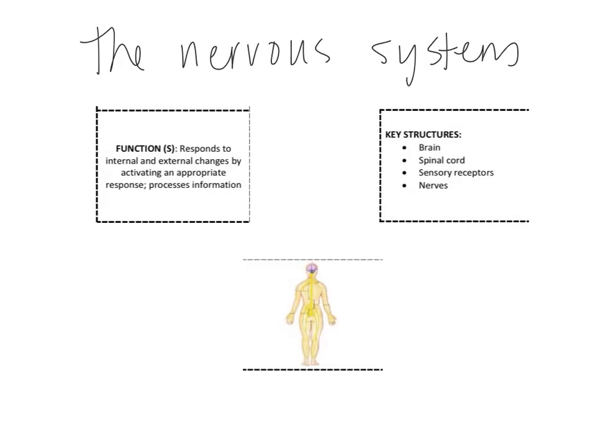Your nervous system, the function is to respond to internal and external changes by activating an appropriate response, and it processes information. So the key structures here, on this picture you can see the brain. Remember on the lymphatic system you could not, and then all these little yellow are nerves. You have nerves all over your body, and those nerves are going to allow you to figure out what's going on, send that information to the brain, and then your brain is going to cause a response.